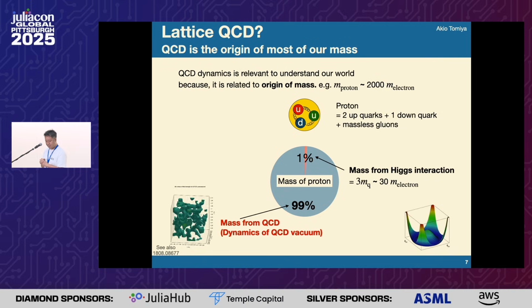But the mass of the quarks is very light. That is just 30 times larger than the electron mass. And actually, the mass of the proton comes from the QCD dynamics. So to understand this origin of mass, we need to solve QCD.